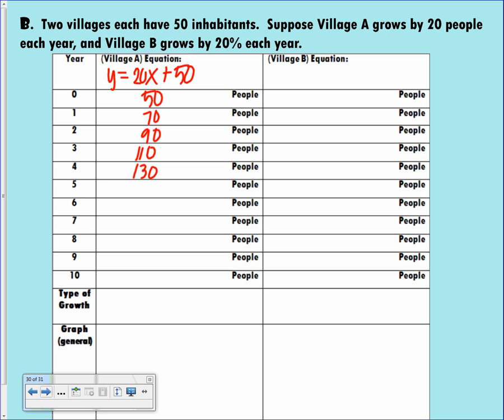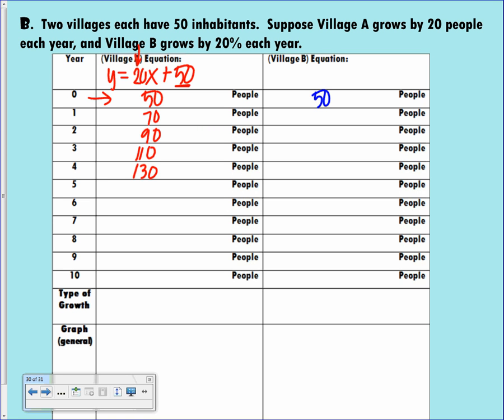Okay, very similar to what we did a couple days ago. Whatever your rate is goes right here for your slope, and then your starting value is always whatever number you have here on day 0. Okay, so then if we want to do the same thing, work backwards on our Village B, I still start with the same 50 people, but this time I'm growing by 20%.